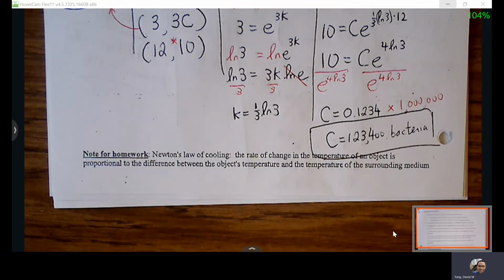By 1,000,000. Because at the very beginning, I had 10 to represent 10 million, so I don't have to deal with such large numbers.